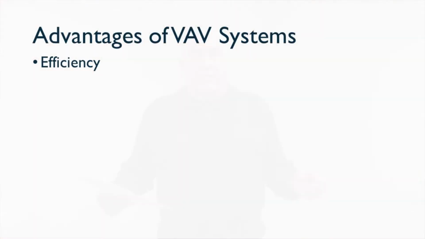One of the advantages of a VAV system is we can heat and cool different areas in the building at the same time, which is not possible with any other constant volume system or a constant volume with a VVT system. So it's unique in the industry. Some of the advantages of the VAV system are its efficiency.